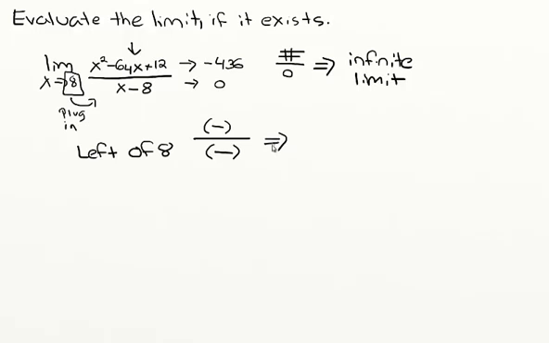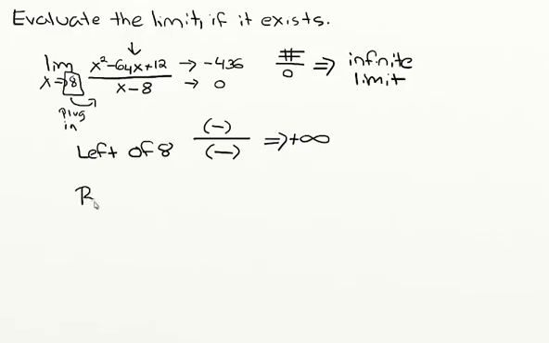like 7.9999, something like that. So this negative over negative means that our infinite limit is actually going to trend to positive infinity, because a negative divided by a negative is going to be a positive. So when we take these numbers that are very large in the negative direction from the numerator and divide them by something negative from the denominator, we're going to get positive infinity. So that's what our left limit is.